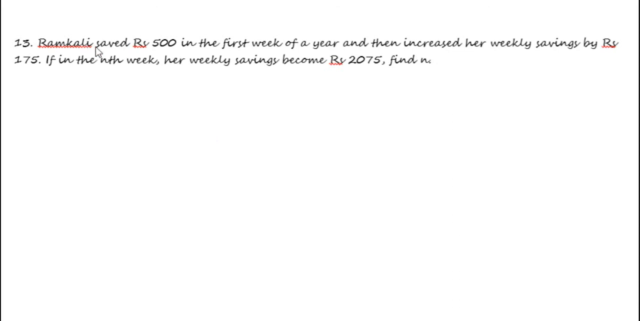Last exercise. Ramkali saved rupees 500 in the first week of the year and then increased her weekly savings by rupees 175. If in the nth week her weekly savings become 2075, find n. It is a word problem, but very simple. She saved 500 in the first week, that is A equal to 500 rupees. Then increased her saving by rupees 175. Every week she increased by 175. That is the common difference. D is equal to 175.